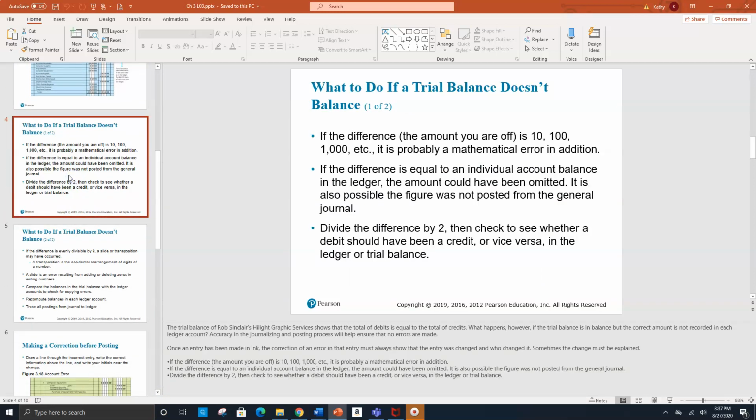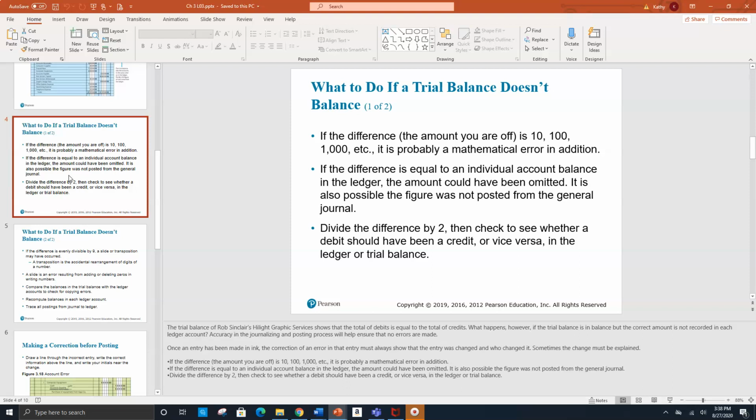What do I do if my trial balance doesn't balance? If the difference is off by 10, 100, or 1,000, it's probably a mathematical error in addition. If the difference is equal to an individual account balance in the ledger, the amount could have been omitted. It is also possible if the entry was not posted from the general journal. Divide the difference by 2, then check whether a debit should have been a credit or vice versa in the ledger or trial balance. These are just hints to go back and find your difference.